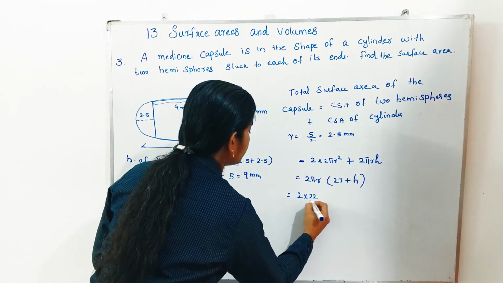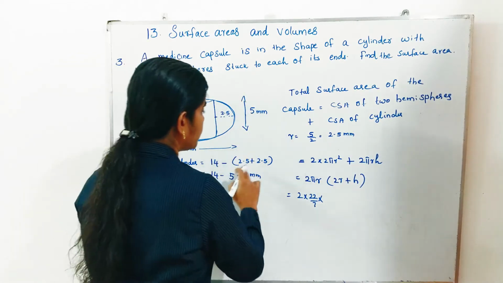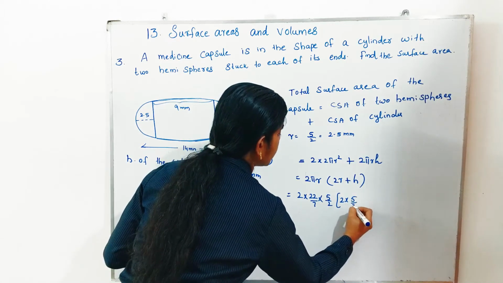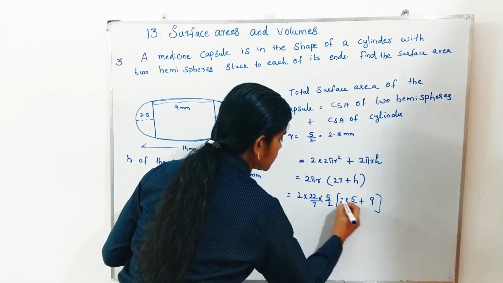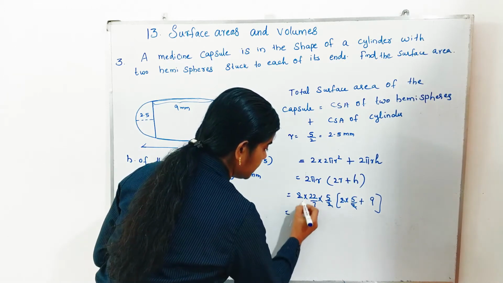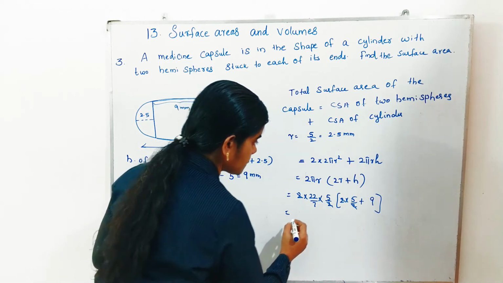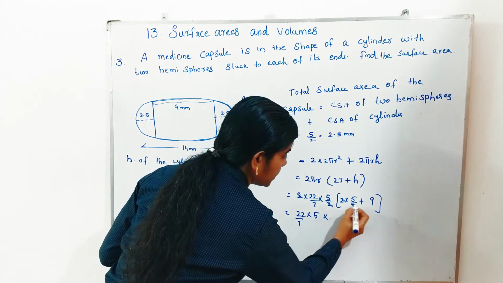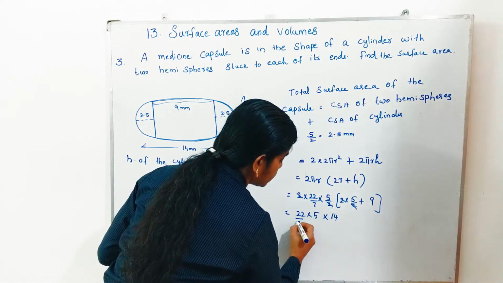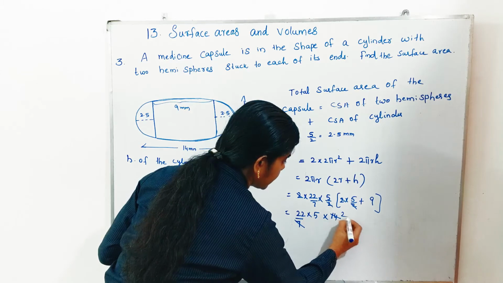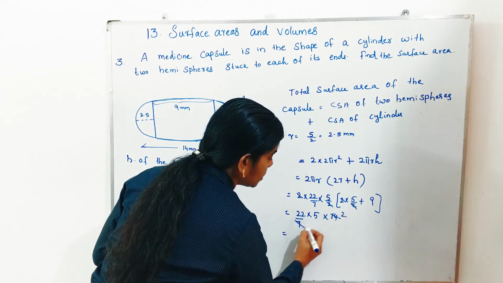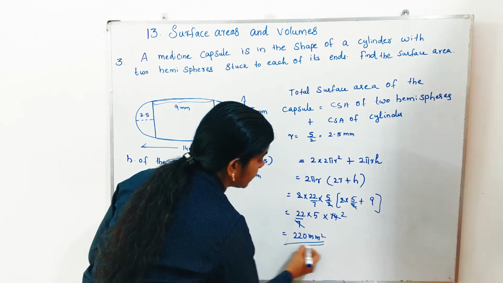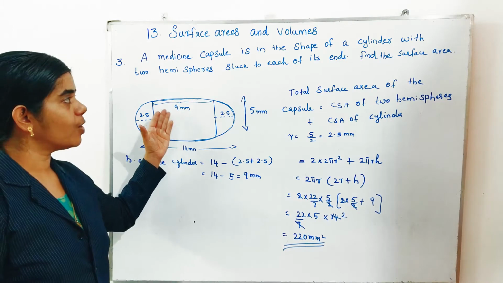Then substitute the values. 2 into 22 by 7 into 2.5, which I am taking as 5 by 2, plus 2 into 5 by 2 plus 9. This 2 and 2 we cut. Then 22 by 7 into 5 plus 9, this will be 14. This 7 and 14 we can cut, that will be 2. Then 22 into 10, that is 220 mm square will be the surface area of this capsule.